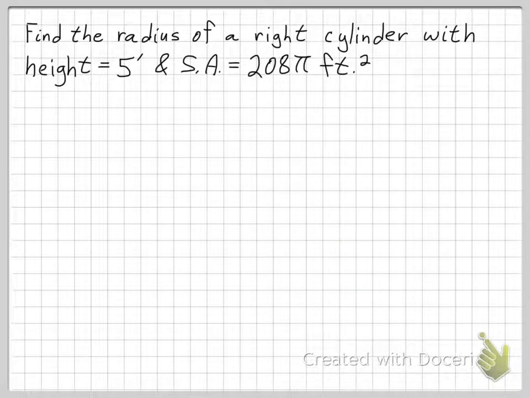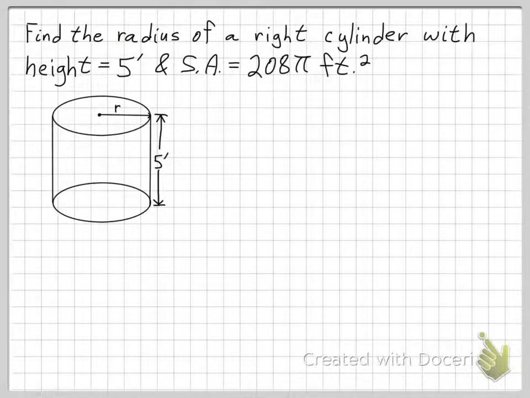Okay, and there's one more type of problem for which you will be held accountable, and that is a problem like this. Find the radius of a right cylinder with height equals 5 inches and surface area equals 208 pi square feet. So in this case, we know the surface area, and it's our job to find the radius. Please copy down this prompt. You can pause this if you'd like. I'm going to continue. Again, we know the surface area, and it is our job to find the radius. You will also have problems like this.